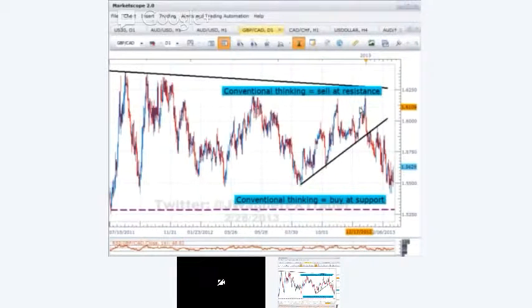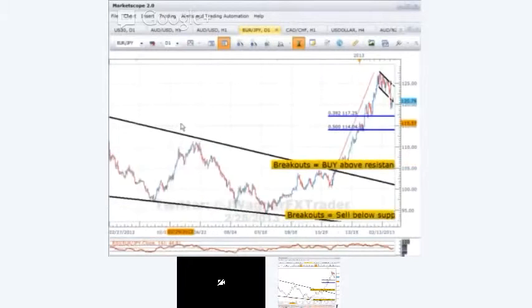Well, breakout style of trading, believe it or not, is the exact opposite of the conventional style of thinking. In a breakout style of trading, we're not looking to buy at support. We are looking to sell at support.